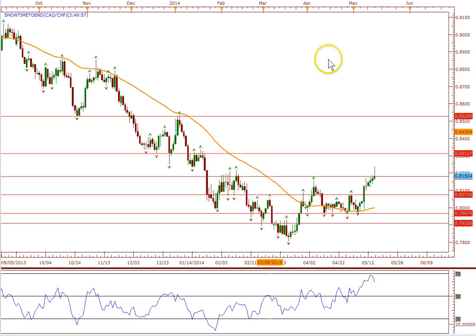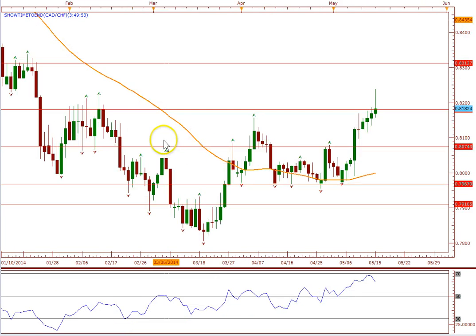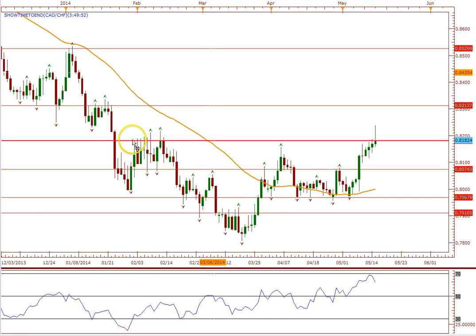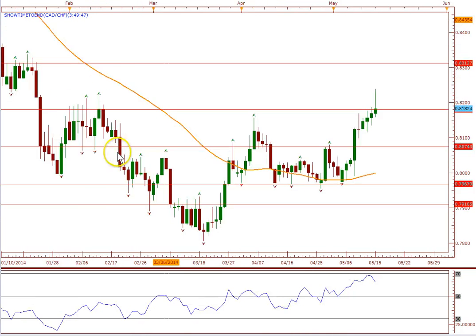Alright, so CAD Swiss franc, daily time frame, same thing. You got this pin bar here. You got resistance here. You could see all these hits right here, and to me, if the market hits that level a lot of times and comes back and tests it, I think it's a strong level.